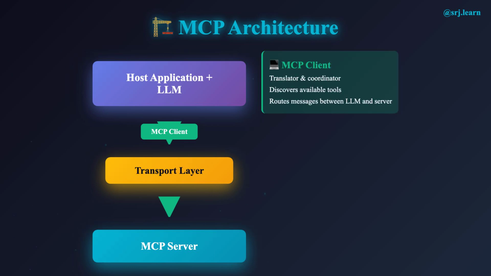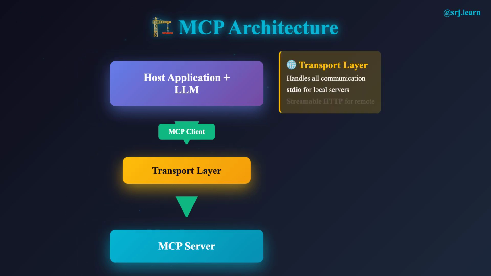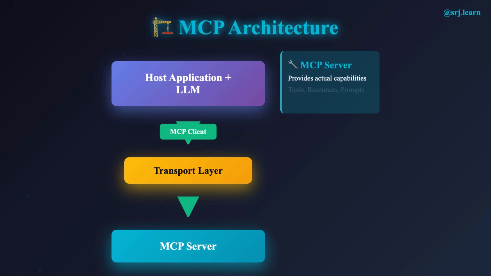It discovers what tools and resources are available, manages the connection lifecycle, and routes messages between the LLM and the MCP server. The transport layer handles all communication. For local servers, we use STDIO, standard input and output streams. For remote servers, we use streamable HTTP. The transport ensures messages flow reliably in both directions.